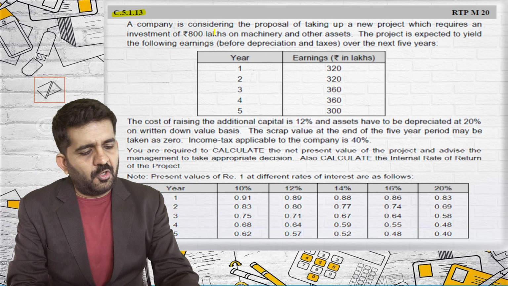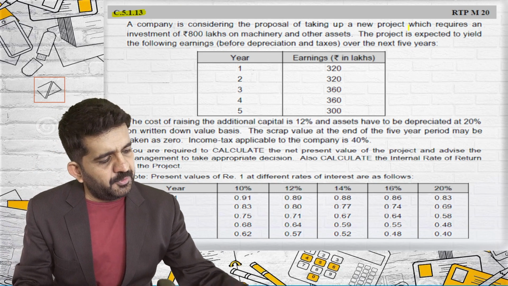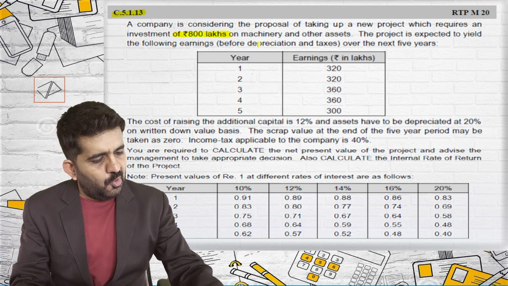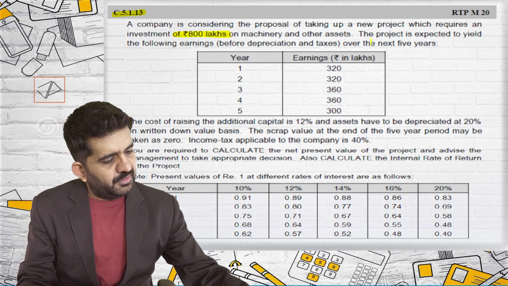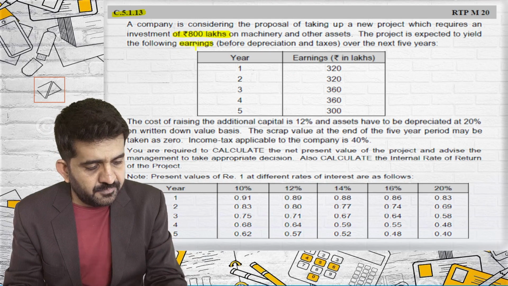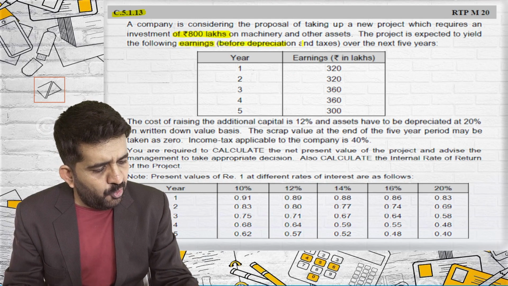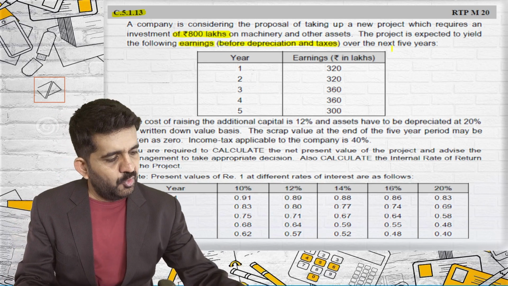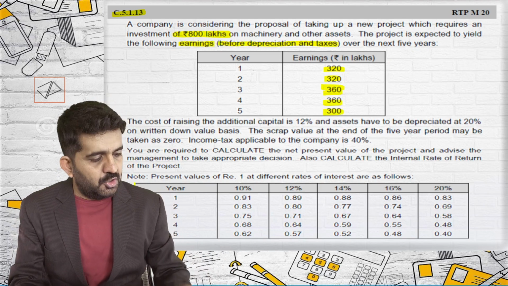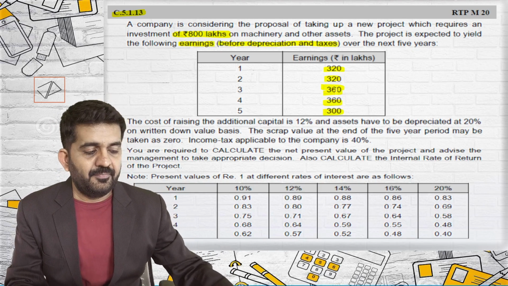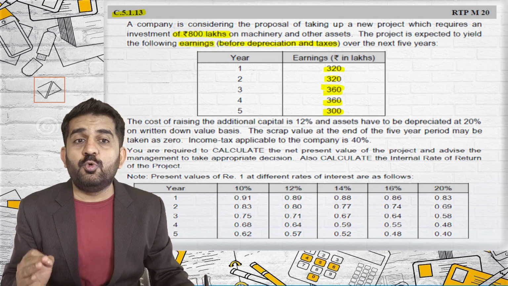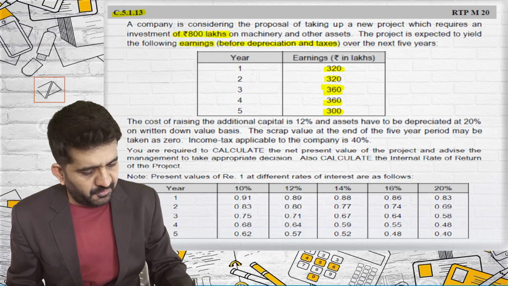A company is considering the proposal of taking up a new project which requires an investment of 800 lakhs on machinery and other assets. The project is expected to yield the following earnings. They are not cash flows. They are earnings before depreciation and taxes over the next 5 years. See, all the figures are different. They are not the same, so I will not be able to do 1 to 5 years together. I'll have to prepare separately for all 5 years: 1, 2, 3, 4, 5.